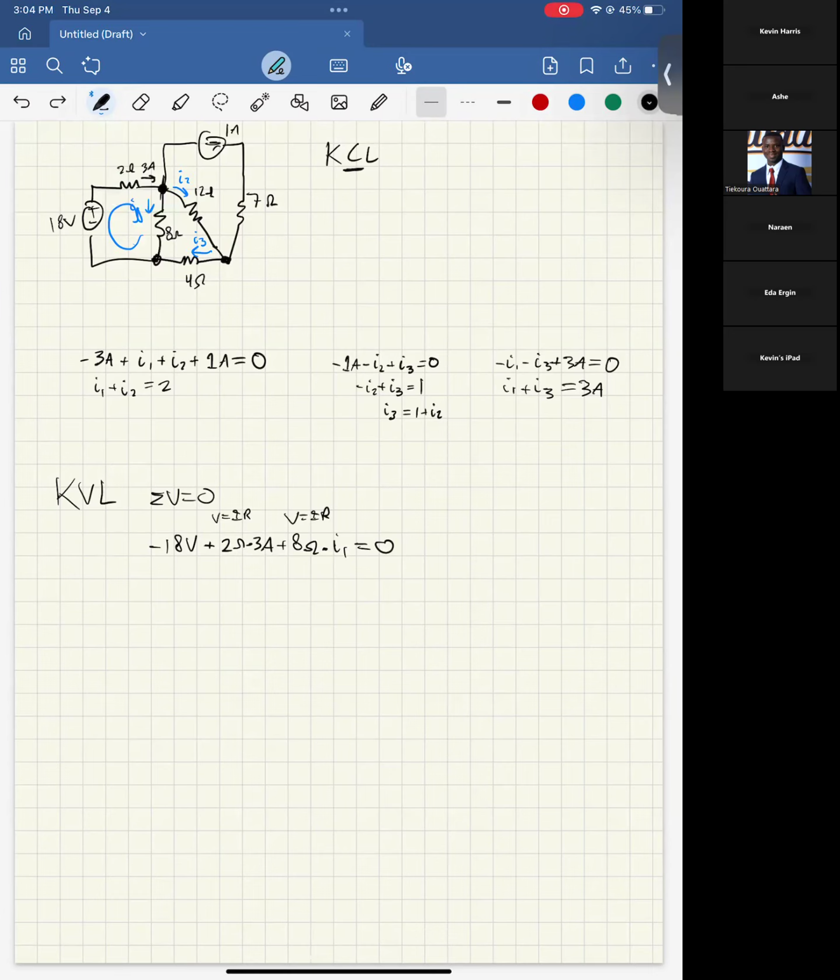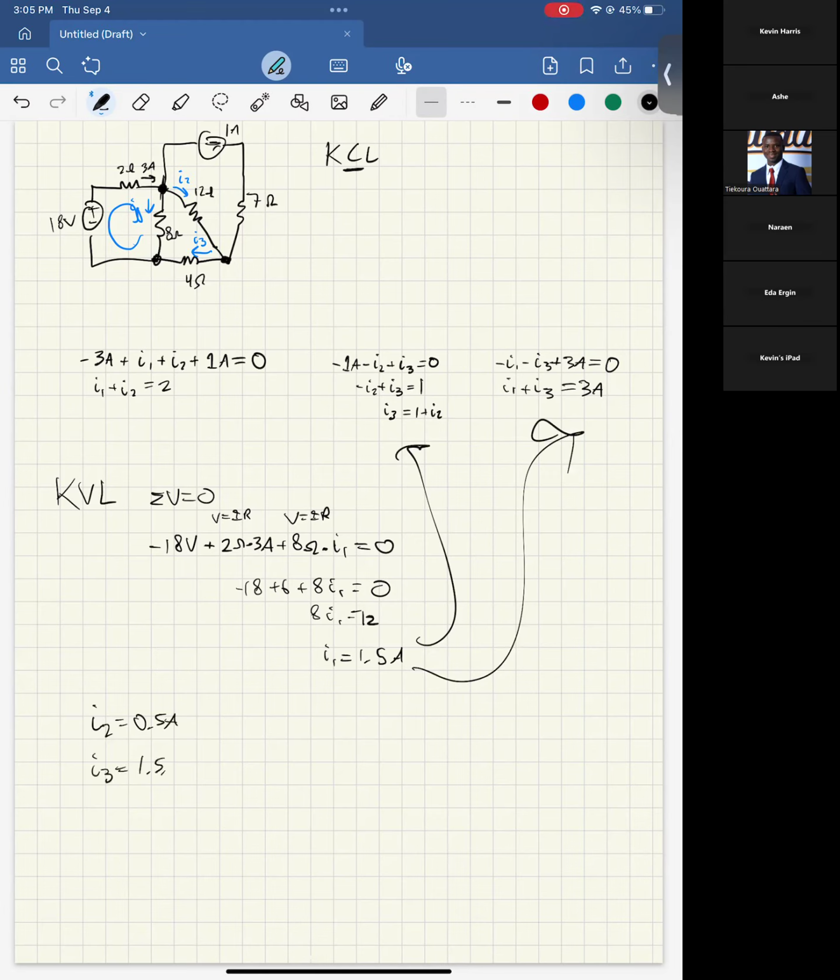And then if you solve this, you'd get negative 18 plus 6 plus 8I1 equals 0. Move everything over, 8I1 equals 12. And then I1 would equal 1.5 amps. Then you plug this into your other equations and you can solve for the other ones. And you end up getting I2 equals 0.5 amps and I3 equals 1.5 amps.